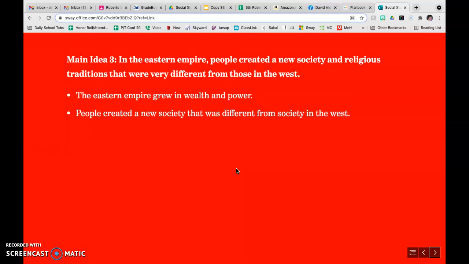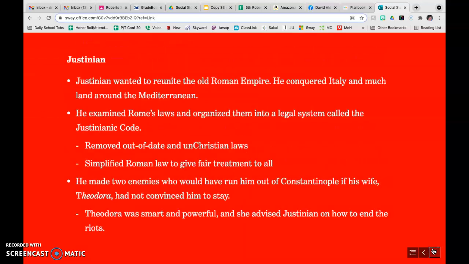So the Eastern Empire, however, grew in wealth and power, and people created a new society that was totally different from the society that was in the Western Roman Empire. We have this guy named Justinian. He wanted to reunite the old Roman Empire. He conquered Italy and much of the land around the Mediterranean. He examined Rome's laws and organized them into a legal system called the Justinianic Code, which removed out-of-date and un-Christian laws.